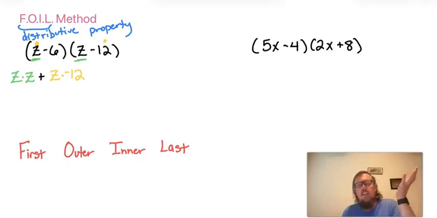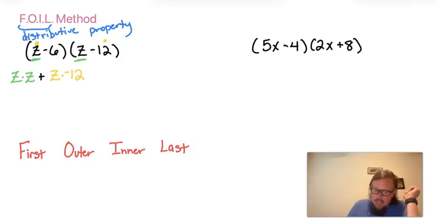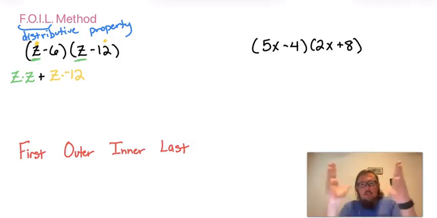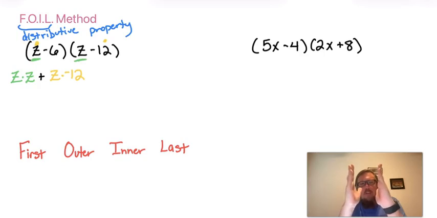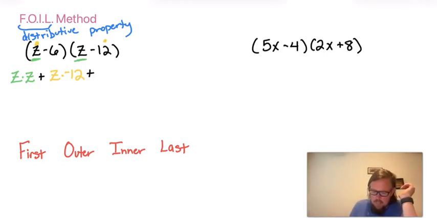Now I want you to notice here, if we were just doing the distributive property, this is the order we would do it in. We would distribute the z to those things, z times z and z times negative 12. It's exactly the same as the distributive property. Then you would do the inner terms, the two terms that are inside the parentheses, which the innermost terms are negative 6 and z. These terms right here, negative 6 and z. So you do negative 6 times z.